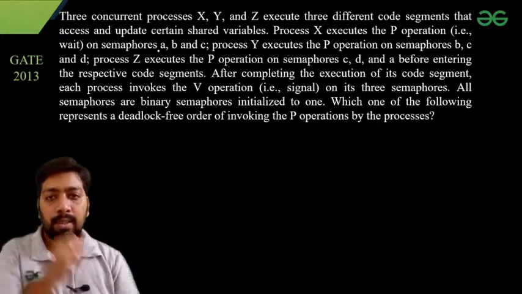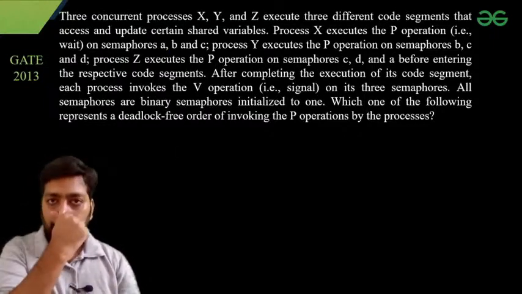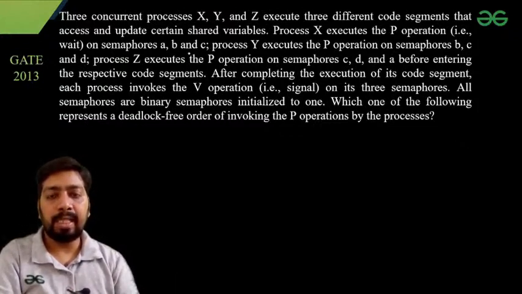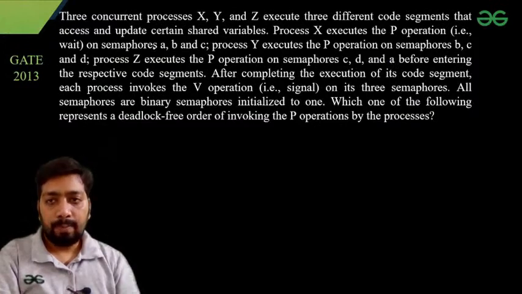You can see for X the semaphores are A, B, C. For process Y, the semaphores are B, C, D. That means B and C are shared between processes X and Y. And now process Z executes the P operation on semaphores C, D, A. That means process Z is sharing semaphore D with process Y, and it is sharing semaphore A with process X.